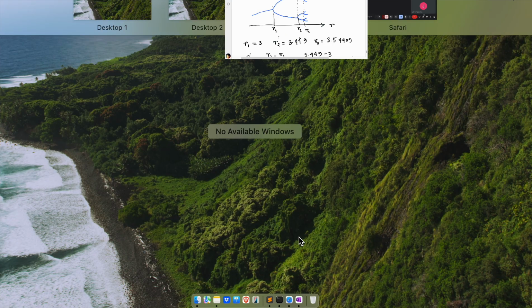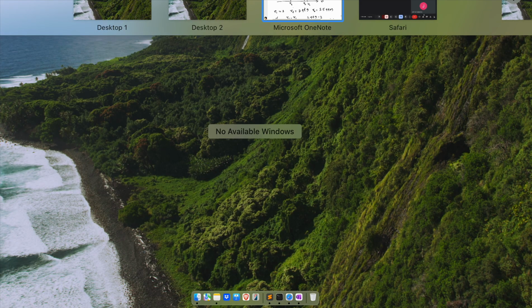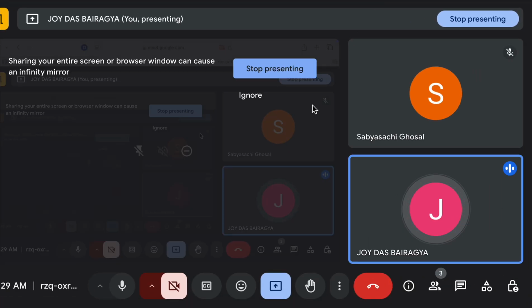Basically, let me show you self-similarity. So Busachi, is it clear that up to now, whatever we have done, is it clear what universality means for this period doubling route to chaos?